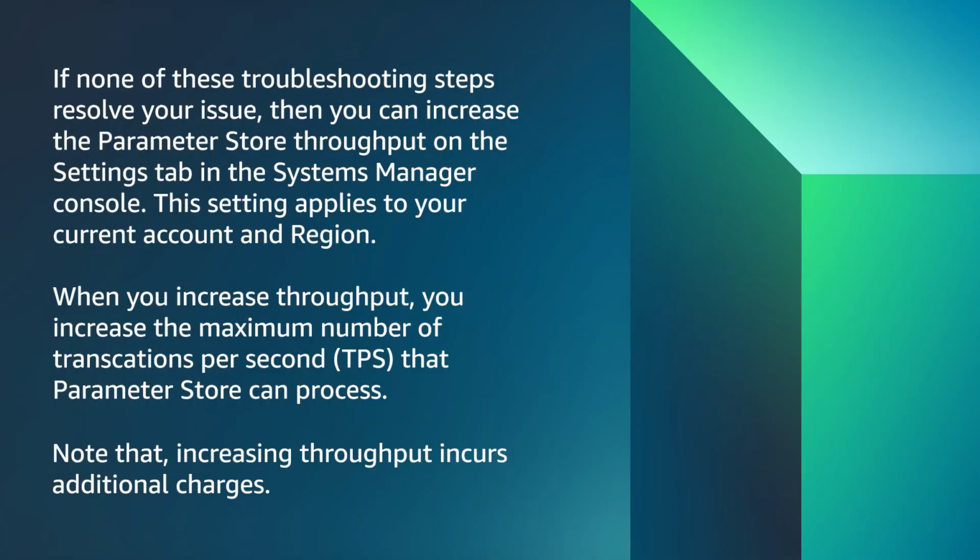If none of these troubleshooting steps resolve your issue, then you can increase the Parameter Store throughput on the Settings tab in the Systems Manager console. This setting applies to your current account and region. When you increase throughput, you increase the maximum number of transactions per second, TPS, that Parameter Store can process. Know that increasing throughput incurs additional charges. Now, let's move on to the demonstration.